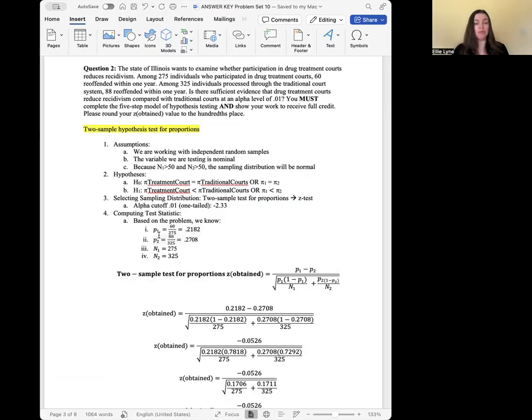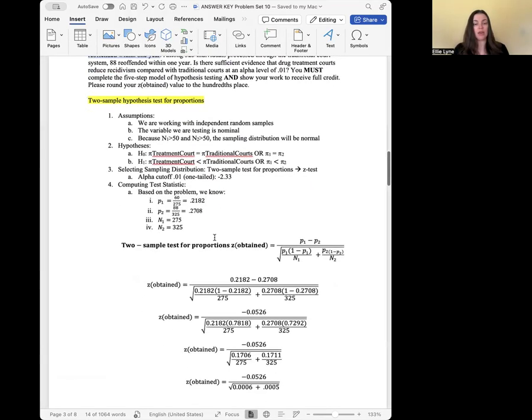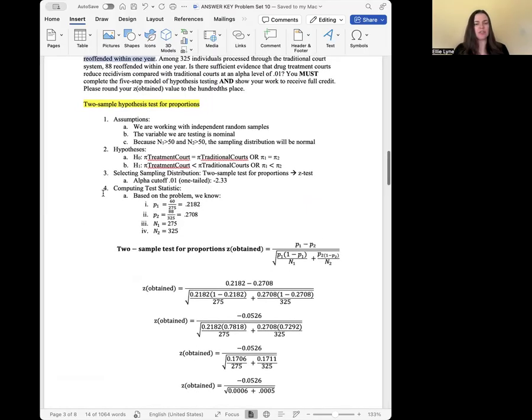So for P1, this is our first group, and we want to figure out the proportion of individuals that reoffended within 1 year if they participated in the drug treatment courts. So we merely have to take 60 and divide that by 275. I have an answer here of 0.2182. I saw a lot of folks at this stage as well round this answer to 0.22.